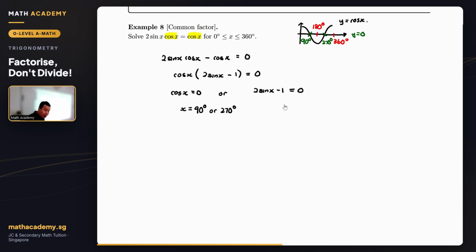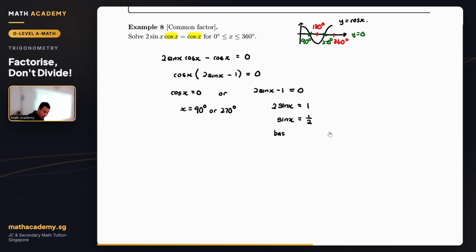So what about the right-hand side of the equation? You move the 1 over. -1, if I move right, we will get 1. So I will get sine x to be half. Now this is back to what we had last week. How do you solve for sine x is a constant?